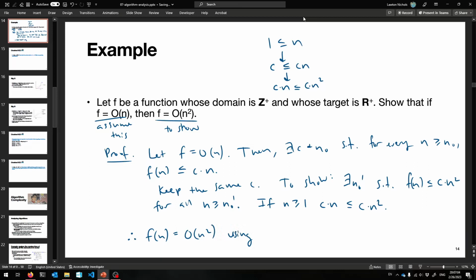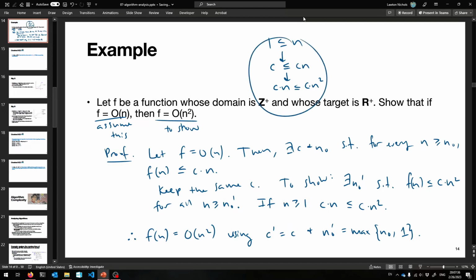from the definition we need a c. Let's call that c prime, the new c prime for this one that we're showing, that's the old c. And let's choose n naught prime for this definition to be the maximum of whatever the old n naught was and the number 1. And this is going to prove it, because if n naught was large, then obviously n naught is bigger than 1, and this inequality holds.